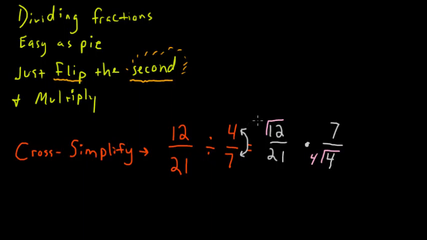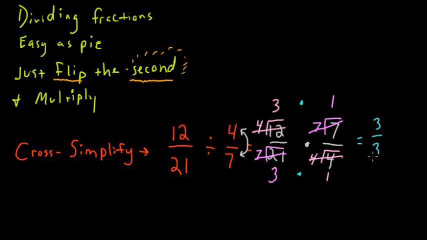Alright, and 12 and 4 are both even. They share a common factor of 4, so the 12 becomes a 3, 4 becomes a 1. And 21 and 7 have a common factor of 7. So I divide 7 by 7, I get 1, and divide 21 by 7, I get 3. Now, I'm just going to rewrite my equation, because all I'm doing is cross-simplifying. I'm not solving this problem.